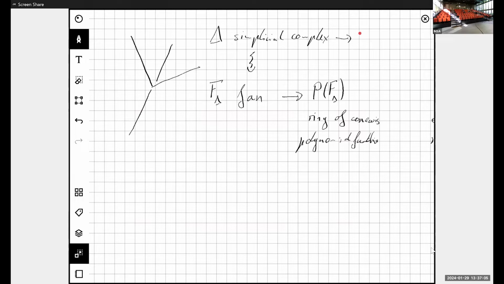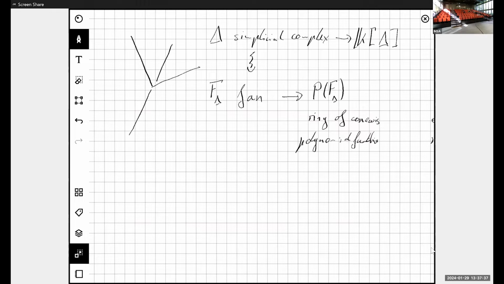So I have my ring. Let me denote the ground field by a little k, and then I have k of delta. If you prefer, think of characteristic 0. If you have trouble thinking about fans in other characteristics, it doesn't matter. So there's a ring of cone-wise polynomial functions, and there's the face ring here.